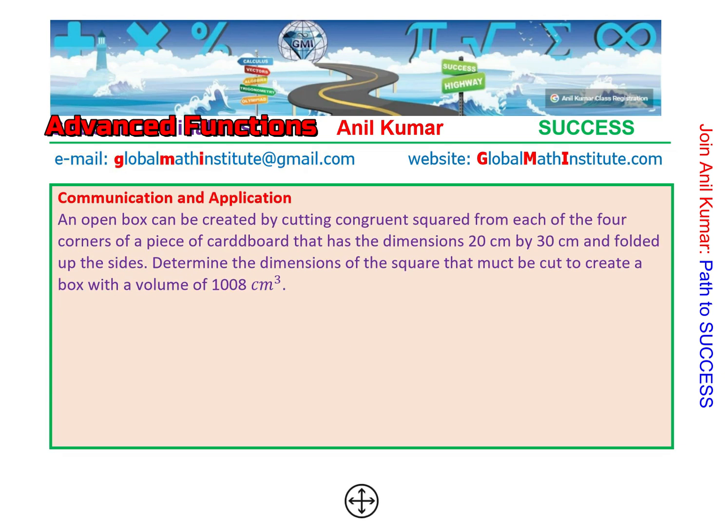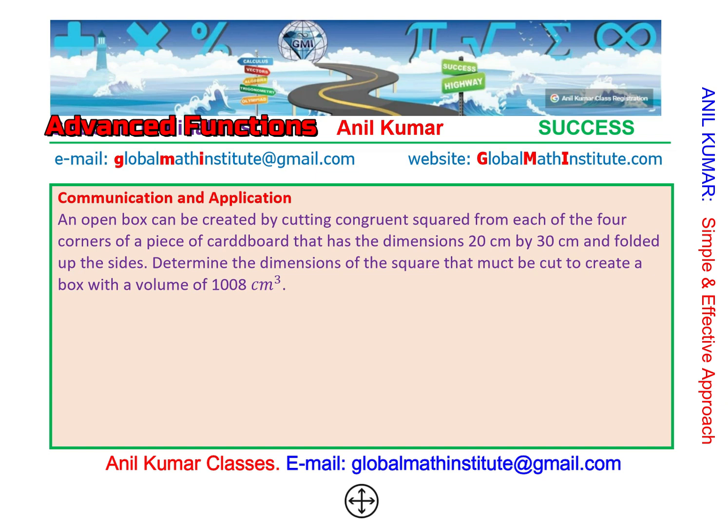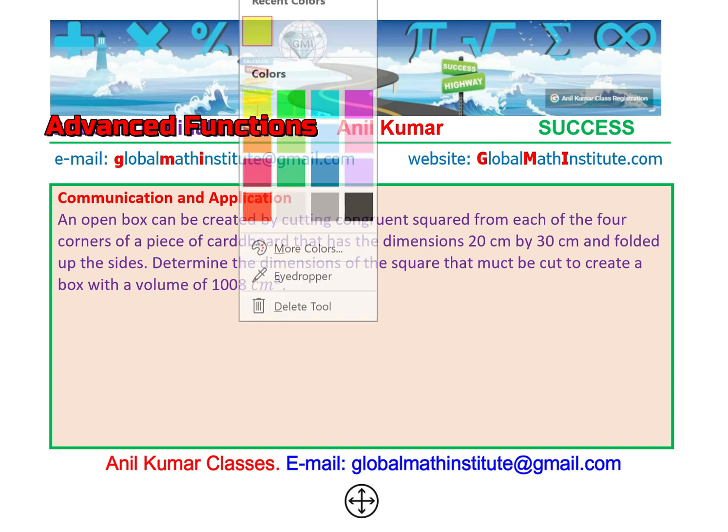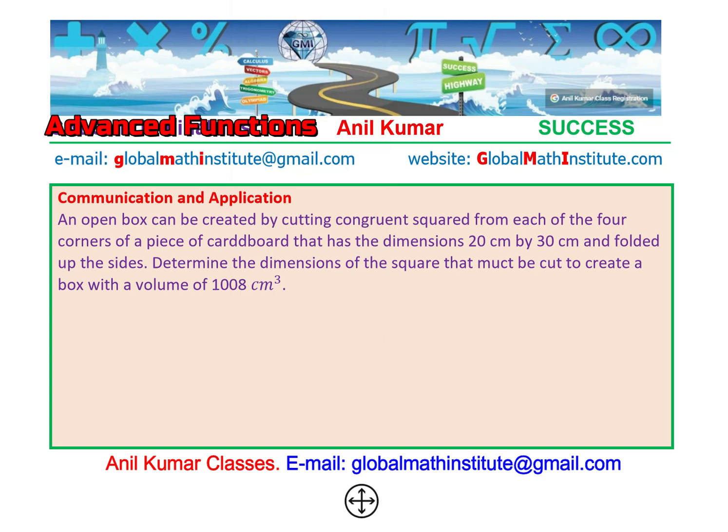Question number 11. Communication and application question. An open box can be created by cutting congruent squares from each of the four corners of a piece of cardboard that has the dimensions 20 centimeters by 30 centimeters and folding up the sides. Determine the dimension of the square that must be cut to create a box with a volume of 1008 centimeters cubed, right?